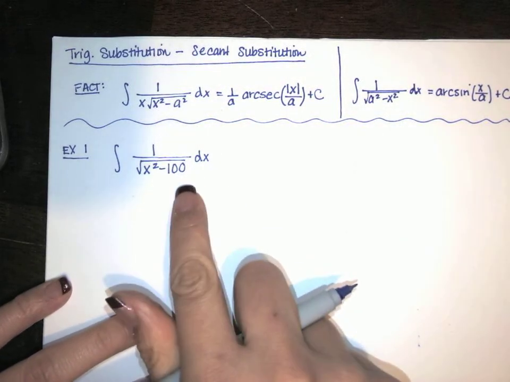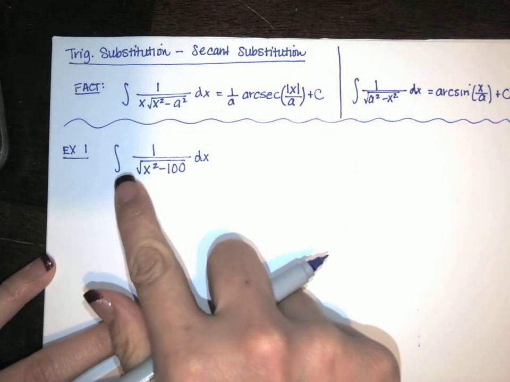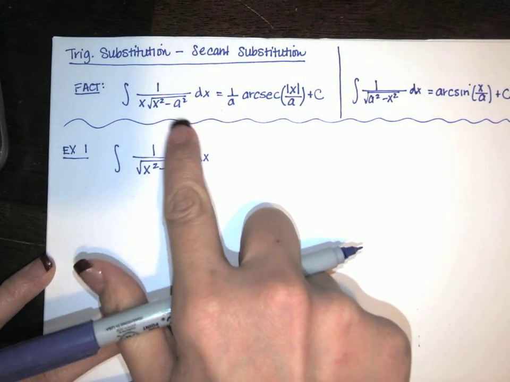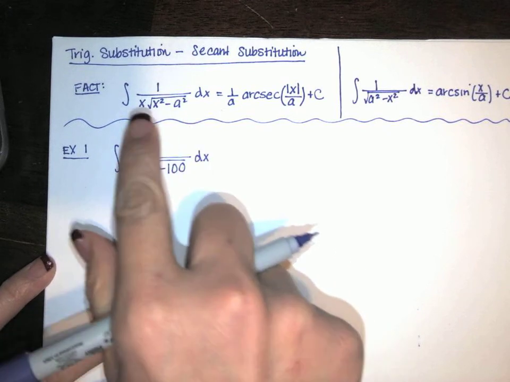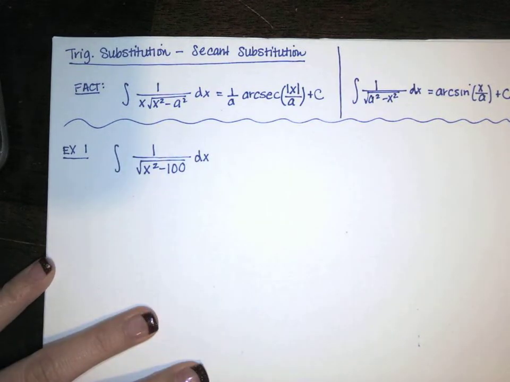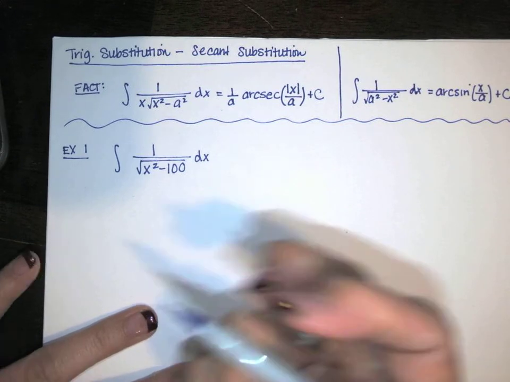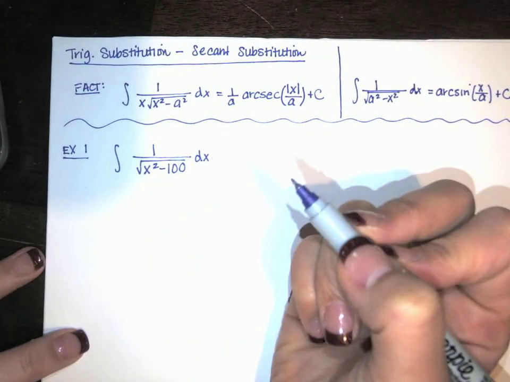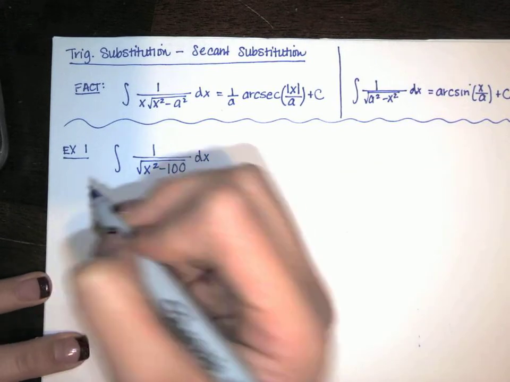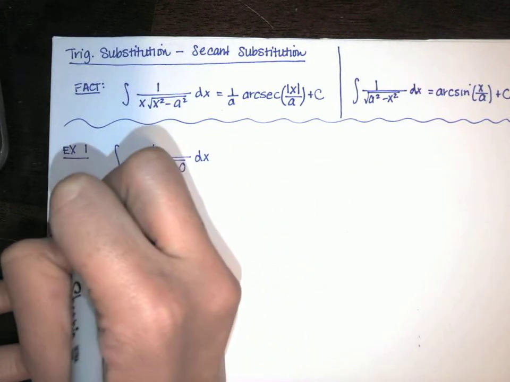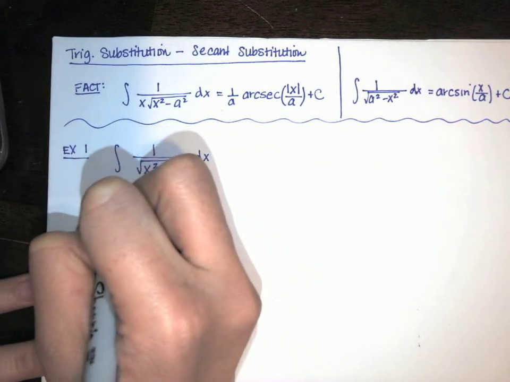If I've got an x squared minus a squared, and there's no x out front, it looks like an arcsecant. It's almost identical to an arcsecant, but the missing x means it's not an arcsecant. So we're going to do a secant substitution, because it has an x squared minus a squared in it.